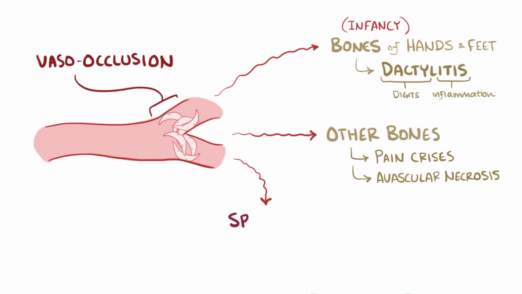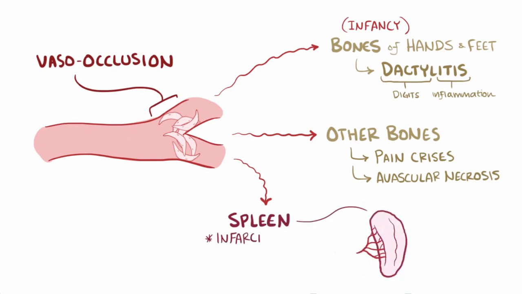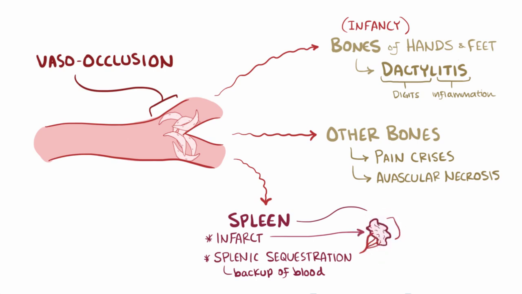Red blood cells can also clog up the spleen, which can lead to an infarct of the spleen as well as an enormous backup of blood in the spleen, called splenic sequestration, a life-threatening complication. Over time, splenic infarcts can lead to an autosplenectomy, where the spleen scars down and fibroses to basically nothing.